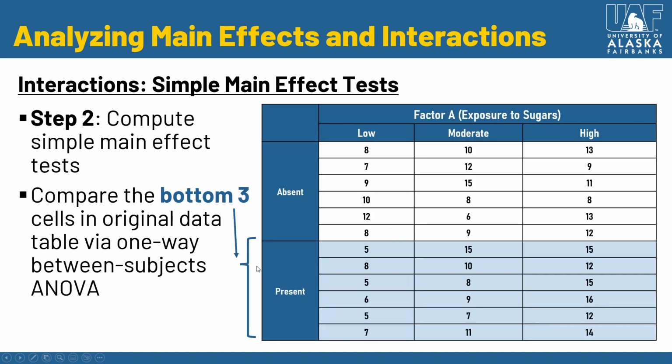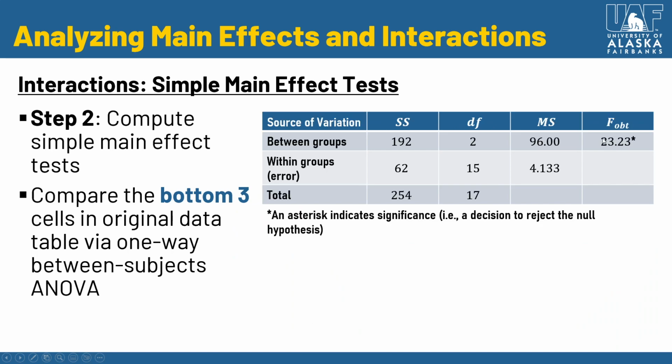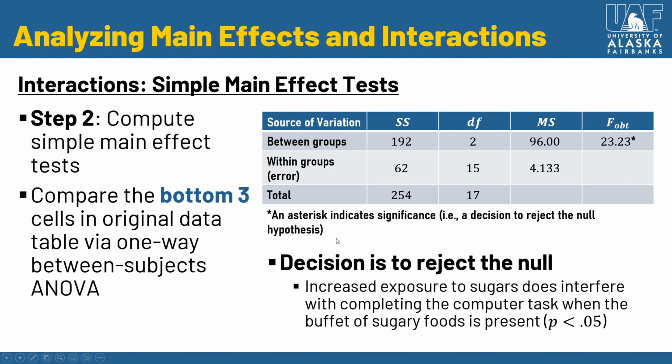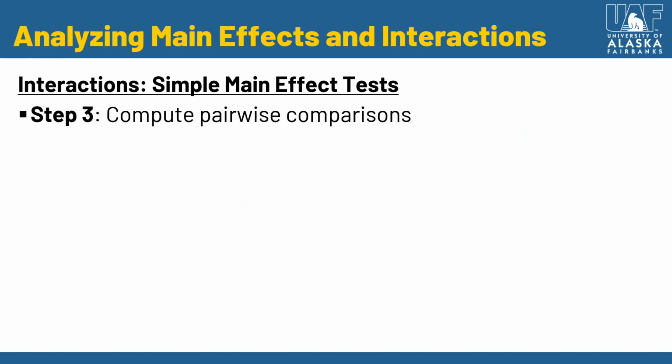We'll repeat the same thing for the bottom ones. Now we're looking for group means in computer task completion time across low, moderate, and high exposure to sugars when the buffet was present. We do that, we find a clearly significant F test, and therefore we can say that increased exposure to sugars does interfere with completing the computer task when the buffet of sugary foods is present. All right, so there you go, straightforward.